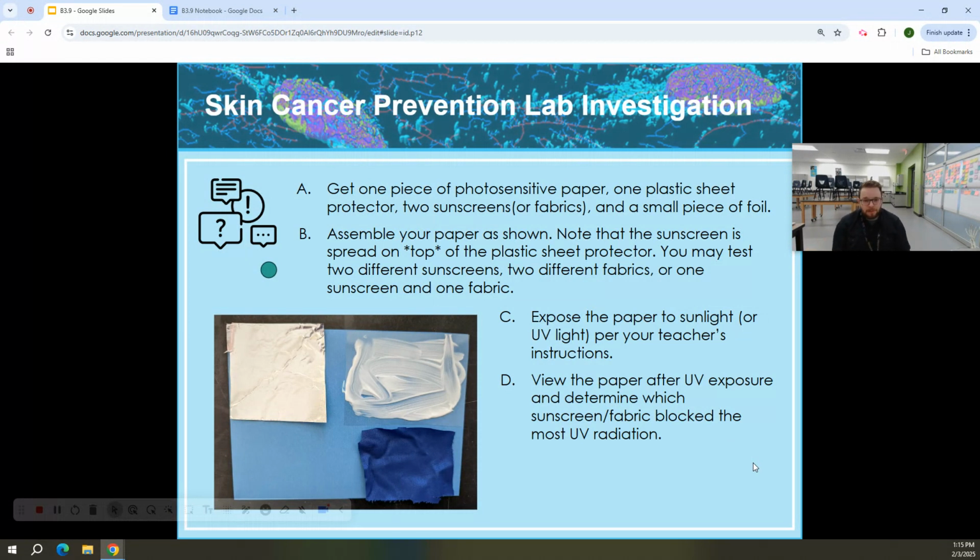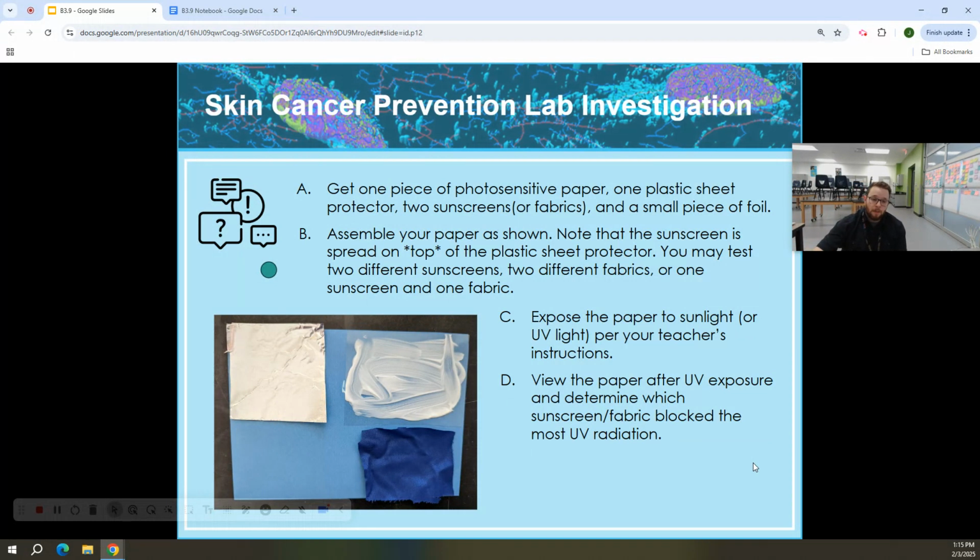You're going to start by getting one piece of photosensitive paper from me at the teacher station and one plastic sheet protector. And then you get to pick 2 sunscreens or fabrics, and every group needs a small piece of foil. So every group needs a photosensitive paper, a plastic sheet protector, and a piece of foil. Then you get to pick out of the sunscreens and fabrics I have available which ones you want to use. It also might depend on which one is available if there are multiple groups doing this at the same time. All right, then you're going to put your paper together as is shown on the screen there.